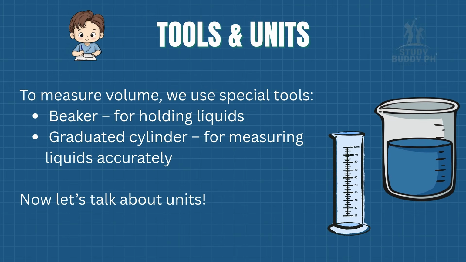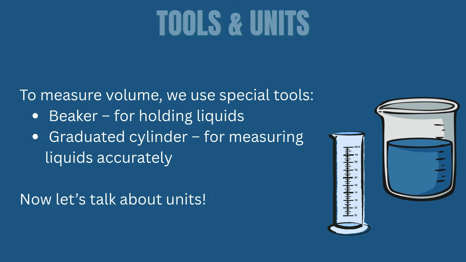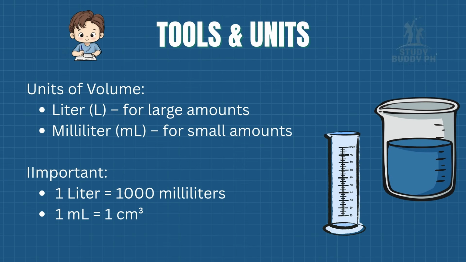To measure volume, we use special tools: beaker for holding liquids, graduated cylinder for measuring liquids accurately. Now let's talk about units. Units of volume: liter, L, for large amounts; milliliter, mL, for small amounts. Important: 1 liter equals 1,000 milliliters. 1 milliliter equals 1 cubic centimeter.